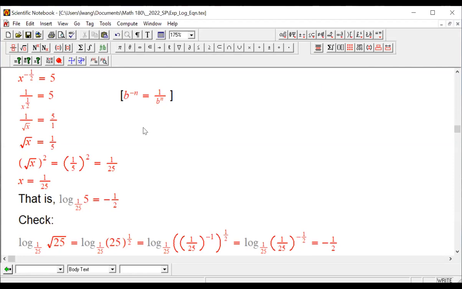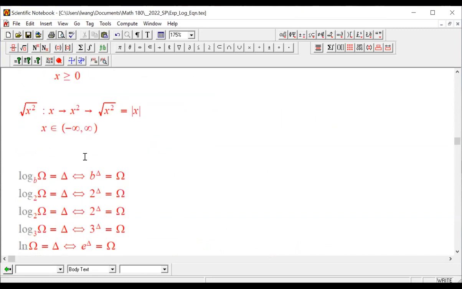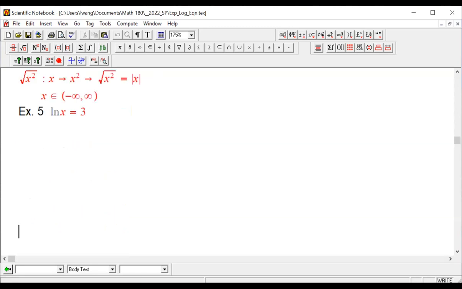Let's look at example number 5. This example I chose is going to be natural log. ln x equals 3. And this is rather straightforward, right? This is rather straightforward.